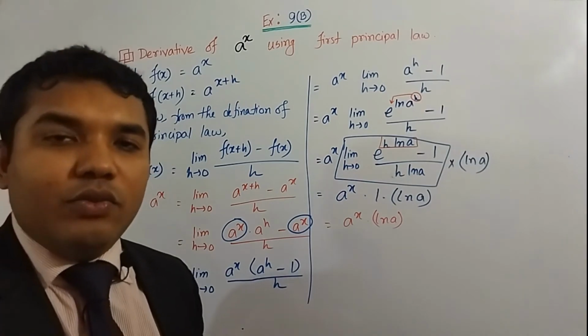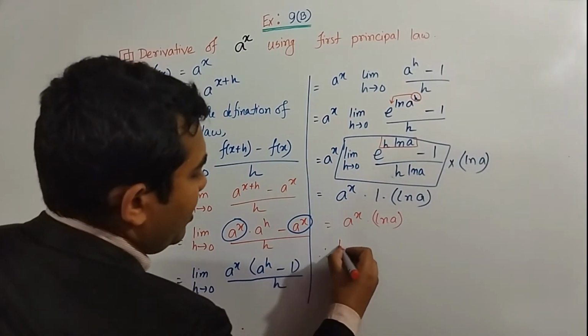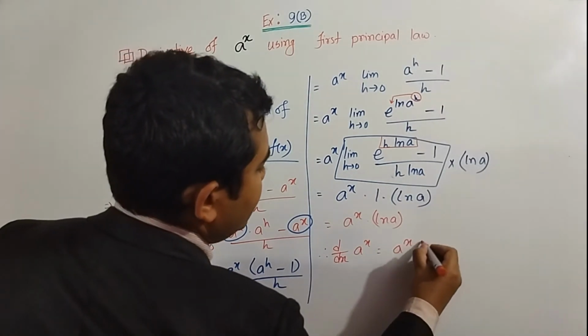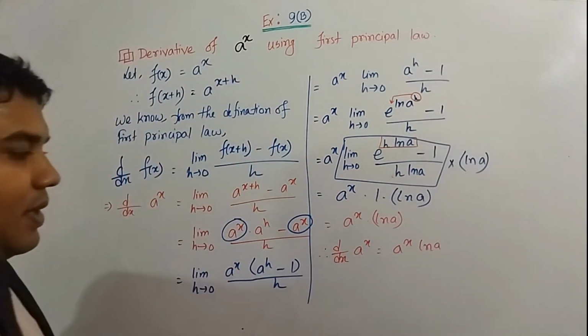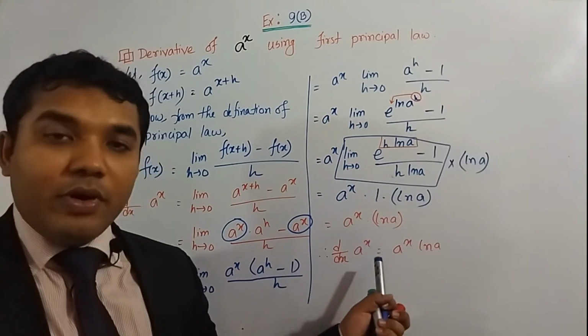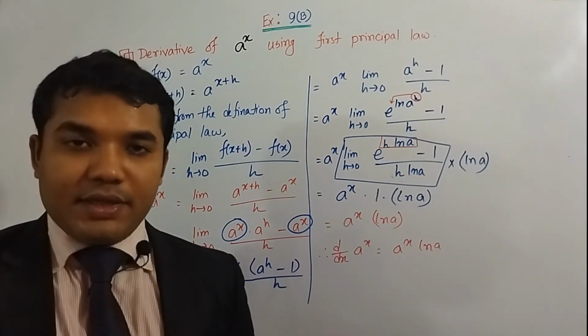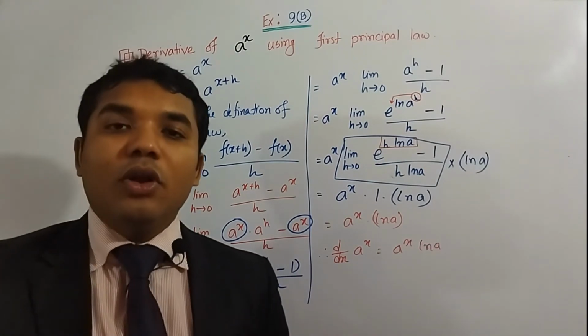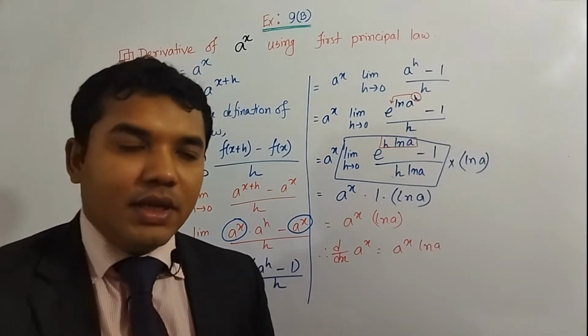So what have we found? Actually we have found d/dx of a to the power x equals a to the power x into ln a. But in the case of d/dx of e to the power x, that was only e to the power x. But since here it is a to the power x, that's why it is a to the power x into ln a. Clear, dear students?